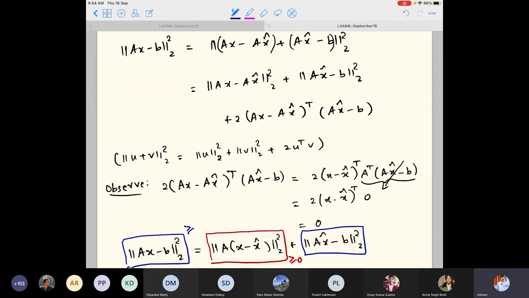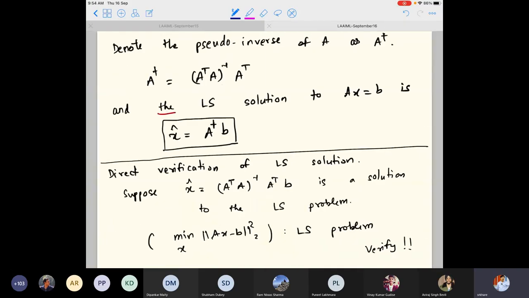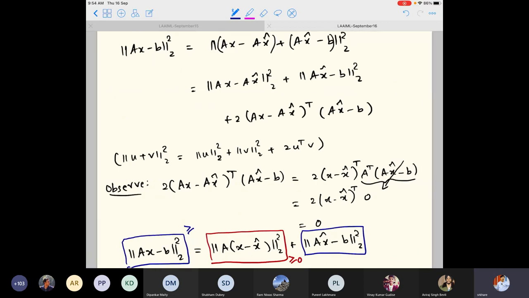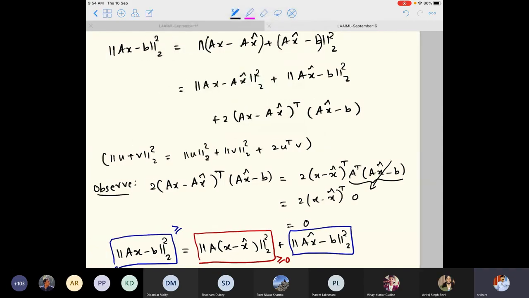So for any x in Rn, this quantity is always greater than or equal to the norm of Ax hat minus b. That means that x hat is actually minimizing this norm of Ax minus b whole square, because for any value of x, this cost function is always greater than or equal to the evaluation of the cost function at x hat, right? So that means that algebraically also, if you know the solution form, which is x hat is equal to A transpose A inverse A transpose b, algebraically also you can verify that this indeed is true. And uniqueness also can be guaranteed.